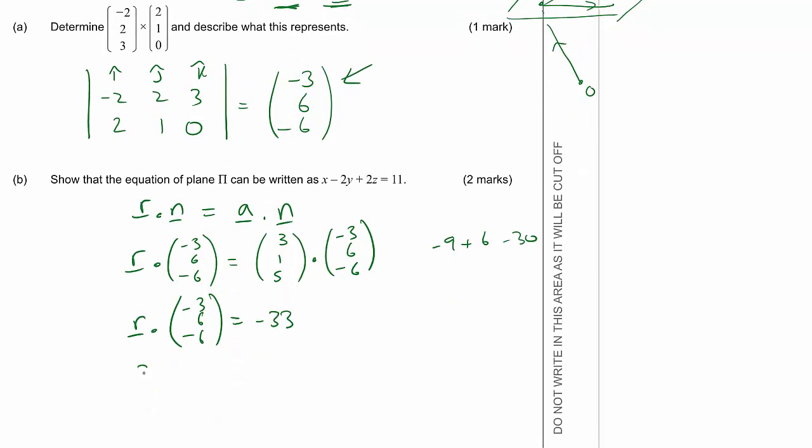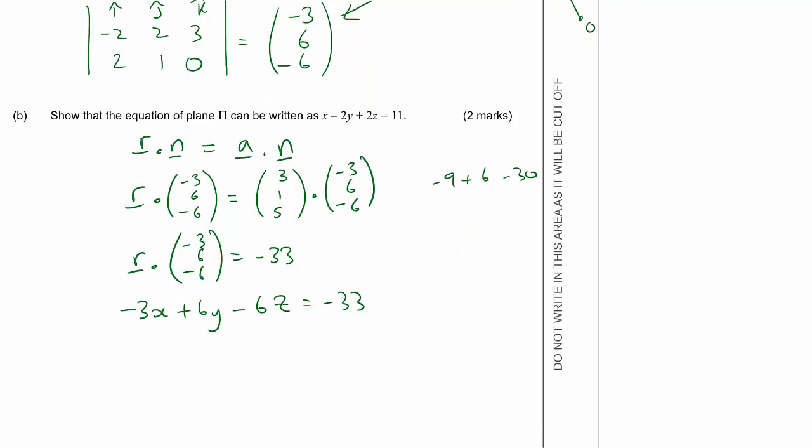So in Cartesian form, negative 3x plus 6y, take away 6z is negative 33. Divide through by negative 3 and we get x minus 2y plus 2z is equal to 11 as required.